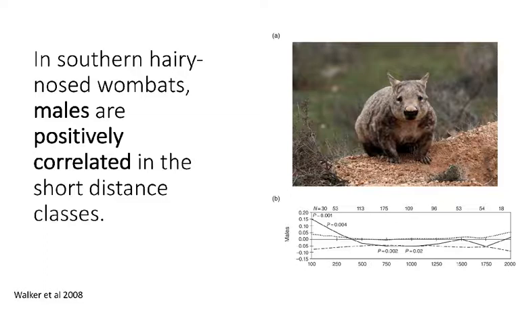Okay, so what they did in southern hairy-nosed wombats, to be specific, is they did these spatial autocorrelation analyses separately for males and females. What they found for males, which is the graph shown here, is that males are positively correlated in the short distance classes. Again, the y-axis is that R correlation and the x-axis is distance. In the short distance classes, we see that same pattern of higher R values.